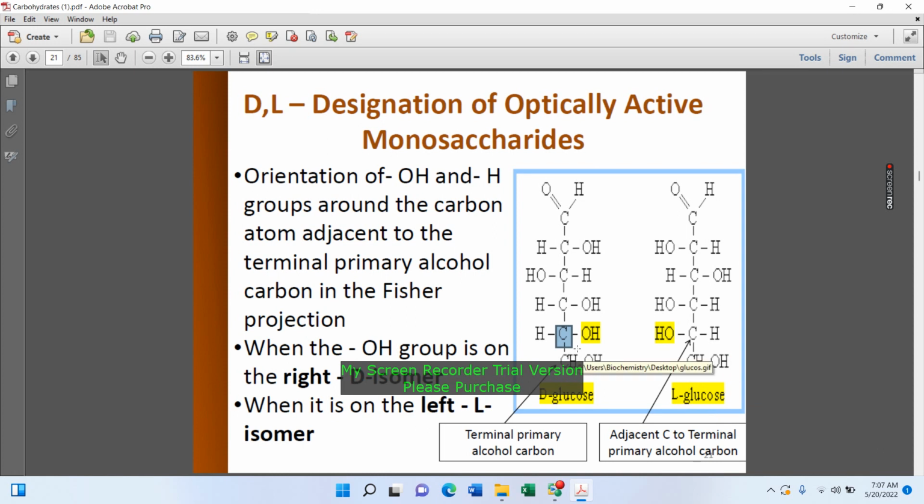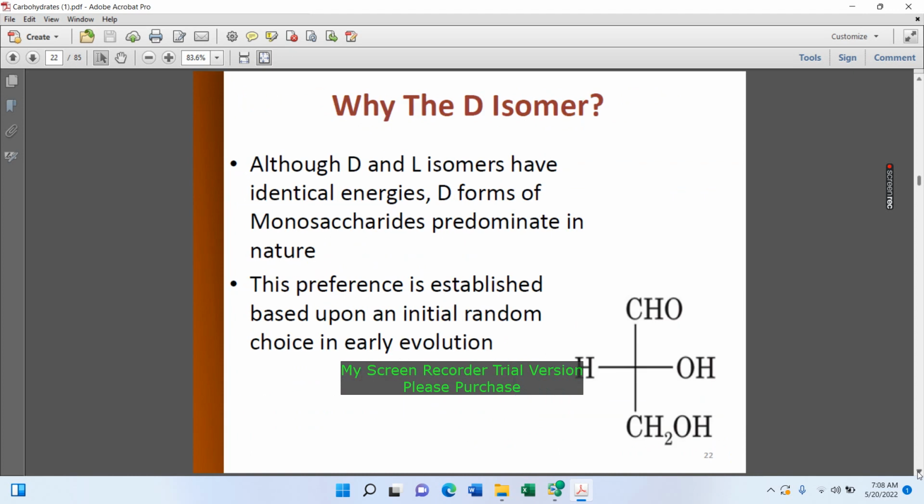So always this chiral carbon is the adjacent carbon to the terminal primary alcohol carbon. This is the terminal primary alcohol carbon. It's on the terminal end. It's also primary, making it a primary alcohol, right? Because it has one hydroxyl group, so we call it the terminal primary alcohol carbon. So the chiral carbon is always the carbon adjacent to this terminal primary alcohol carbon.